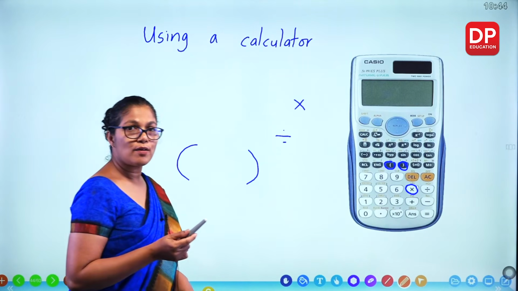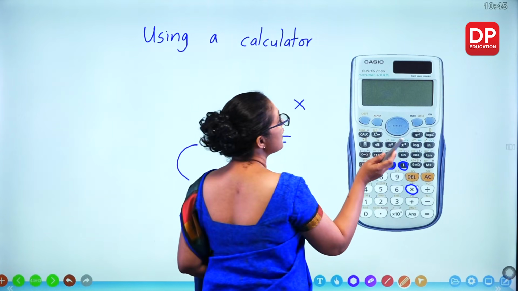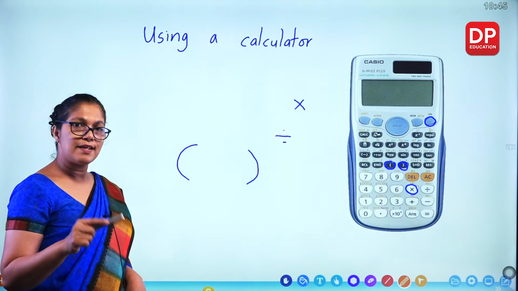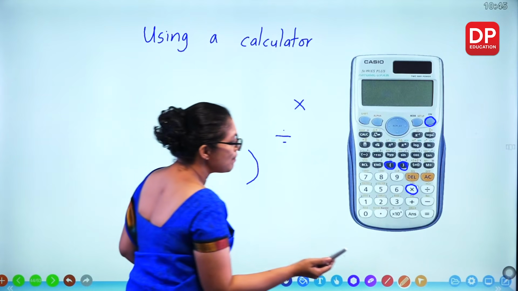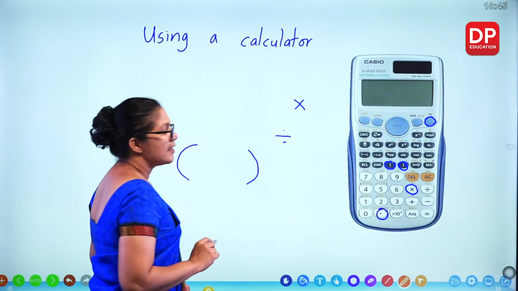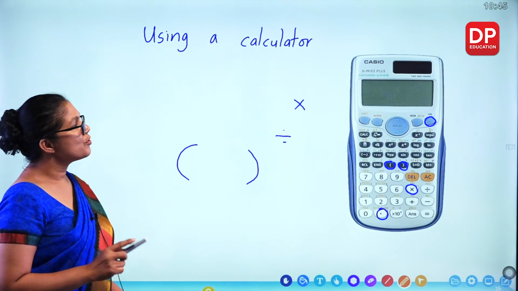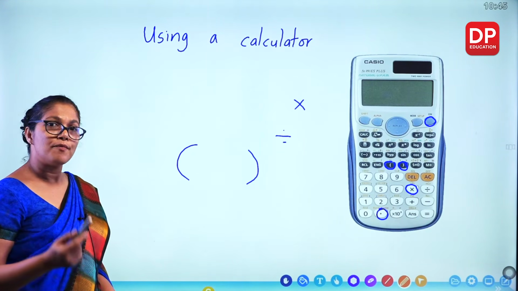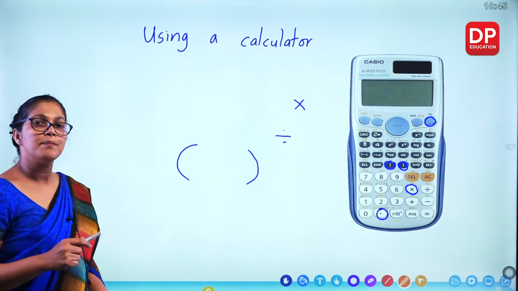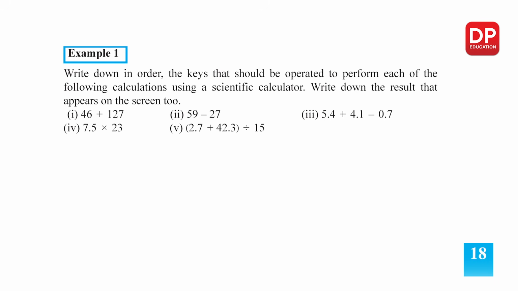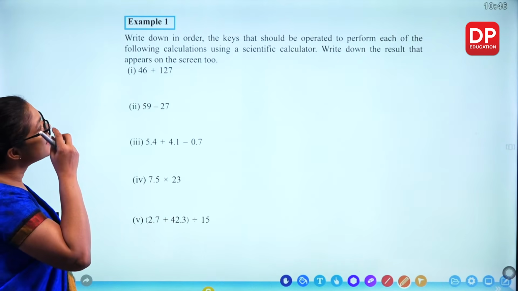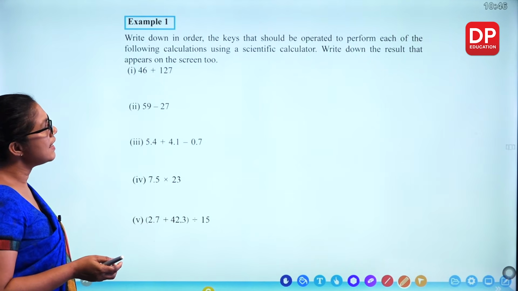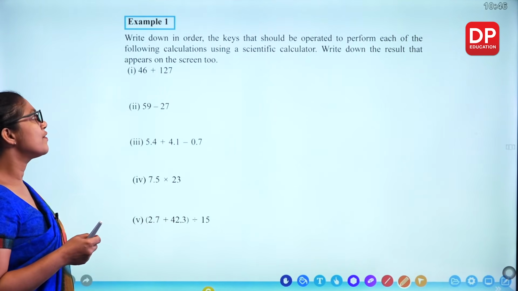When you take a calculator, the first step is to switch it on. The on button is there. After that you can enter the values, and for a decimal you can use the dot. We'll use the scientific calculator to find the solutions without using the logarithm table. Now we'll take the first example. Write down in order the keys that should be operated to perform each of the following calculations using a scientific calculator. Write down the result that appears on the screen too.